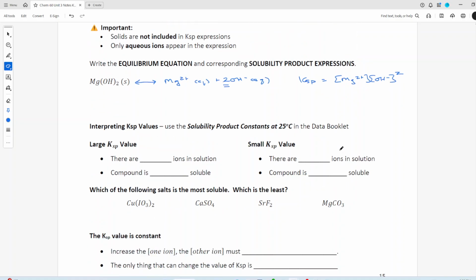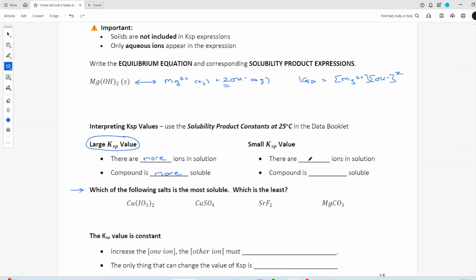Now, just like we did with KEQ, we're going to interpret these KSP values. What does it mean to have a large KSP? What does it mean to have a small KSP? We don't need to use the solubility product constant in the data booklet yet. Let's just think about what a large KSP value would be. A large KSP value would mean that there are more ions in solution. So the compound is more soluble than others, right?